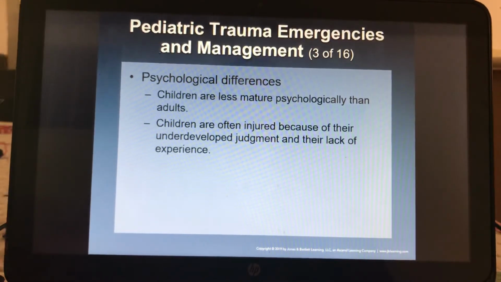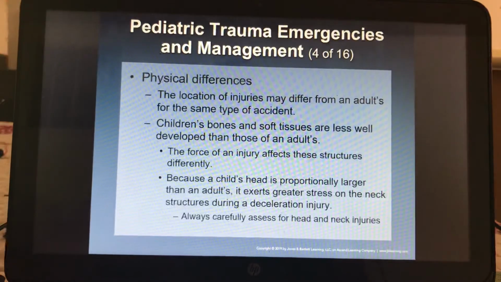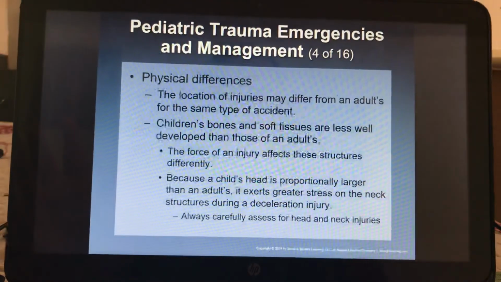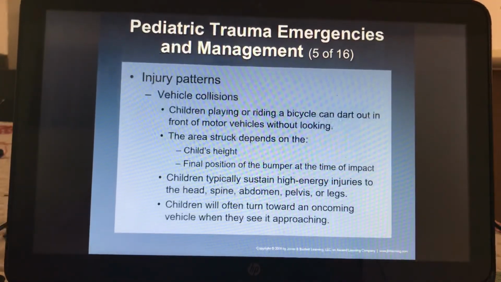Psychological differences: kids may not be able to handle pain very well, and they may not be able to tell you exactly where it's hurting, especially with blunt force trauma to the abdomen. They may not know exactly where it's going on. Just be ready for that. Children's bones are softer. We talked about greenstick fractures and things of that nature. So they may have broken something, but it may not appear to be deformed. So be ready for that.